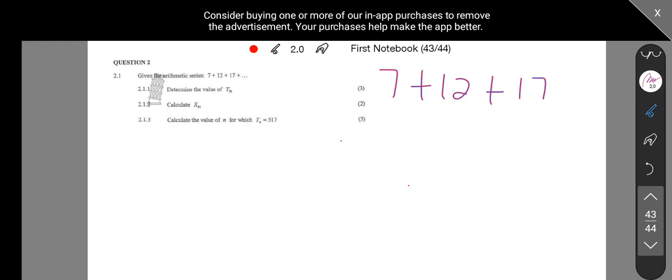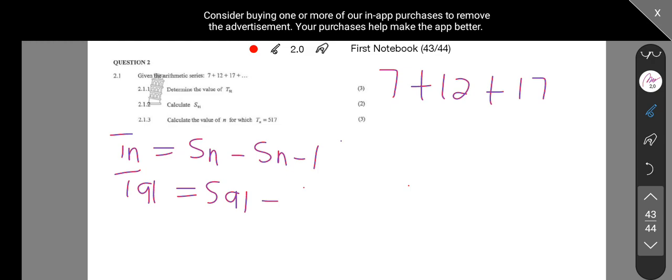Remember in one of the videos that I've said that whenever you are looking for Tn from a sum, you must know that Tn is equal to Sn minus Sn minus 1. This means that T91 is equal to S91 minus S91 minus 1. This means that term number 91 will be equal to S91 minus S90. This means that the term number 91 is equal to the sum of the first 91 terms minus the sum of the first 90 terms.